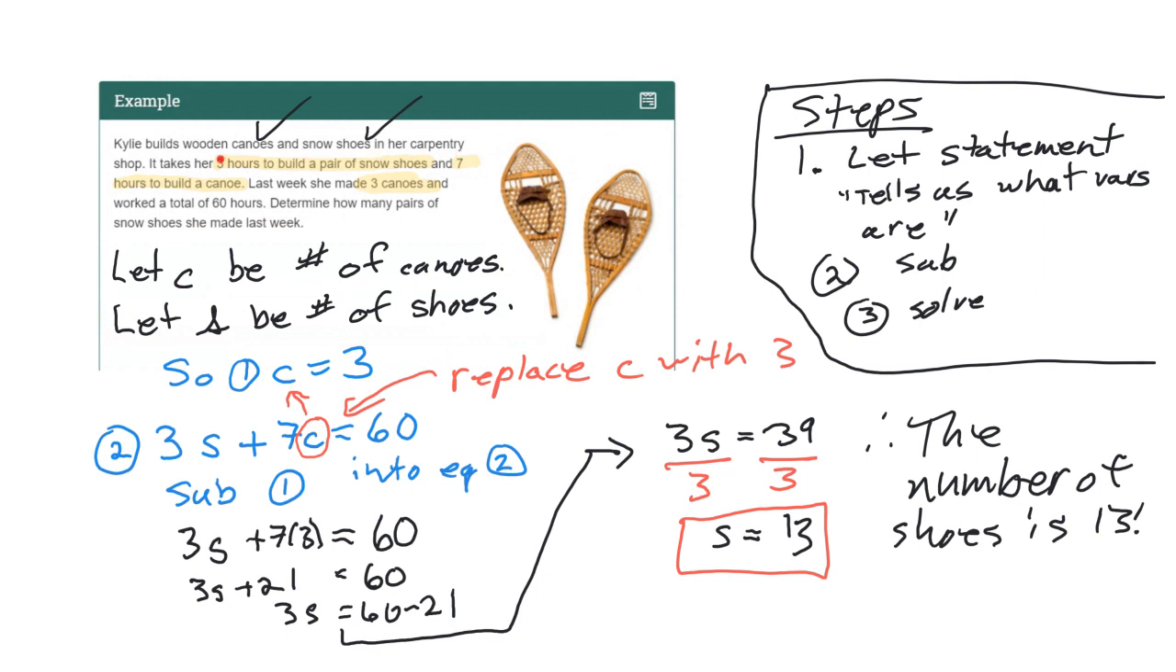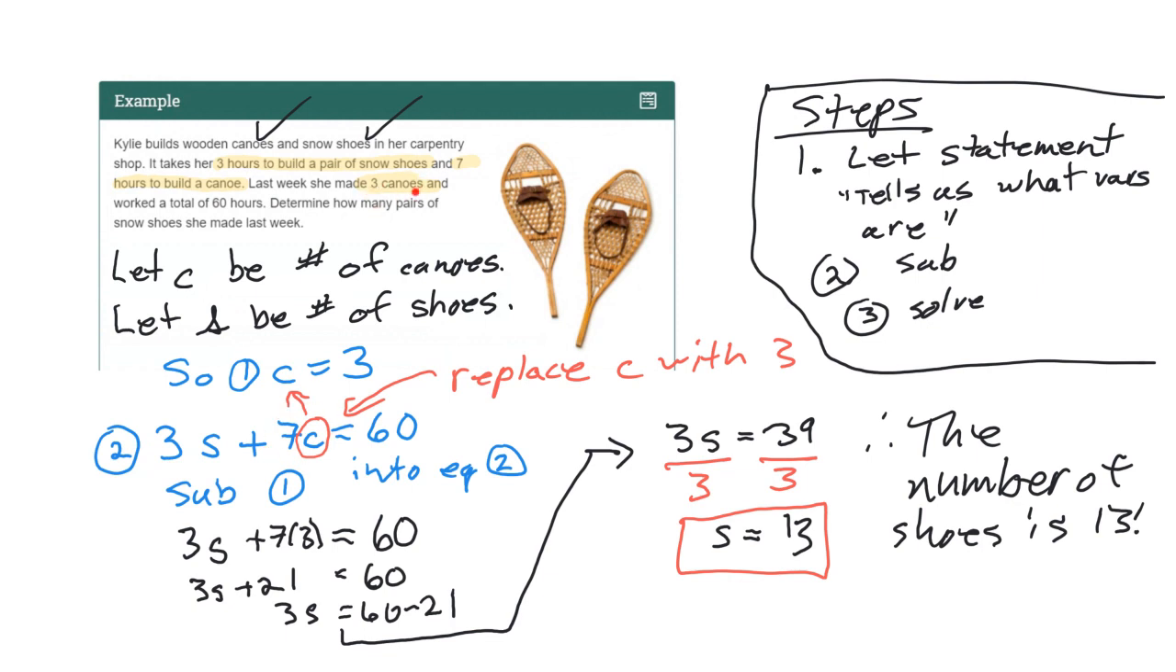Then you need to read one or two of the sentences to figure out what one of your variables is equal to, or what one set of equations is equal to. So the first one that I got was C equaling 3 because I looked at this part. It said last week she made 3 canoes and she worked a total of 60 hours. So because she worked 60 hours, I said, okay, the total hours was 60 here, right? But then it said it takes 3 hours to make 1 set of shoes and 7 hours to make 1 canoe.